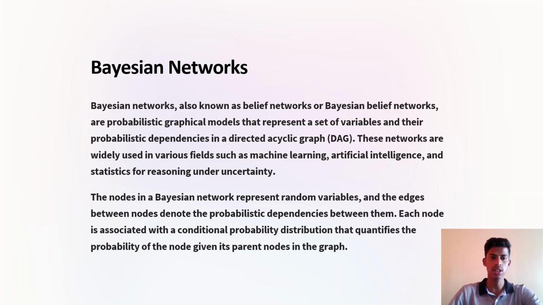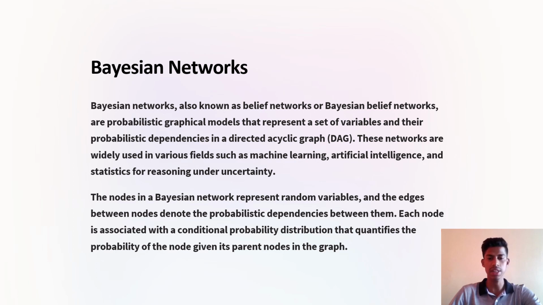So coming to the first type, Bayesian networks. Bayesian networks, also known as belief networks or Bayesian belief networks, are probabilistic graphical models that represent a set of variables and their probabilistic dependencies in a directed acyclic graph. These networks are widely used in various fields such as machine learning, artificial intelligence, and statistics for reasoning under uncertainty.